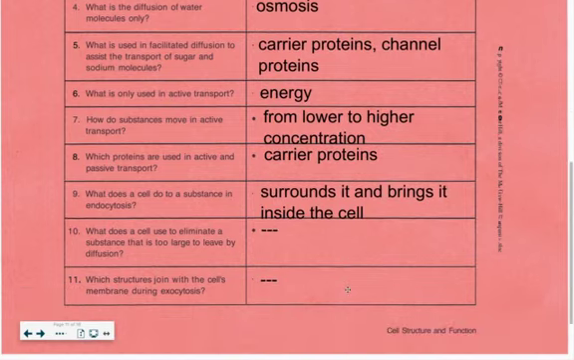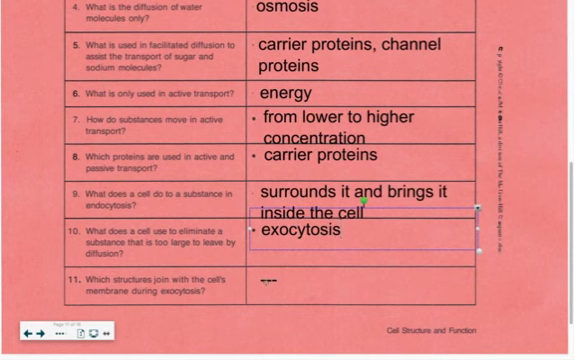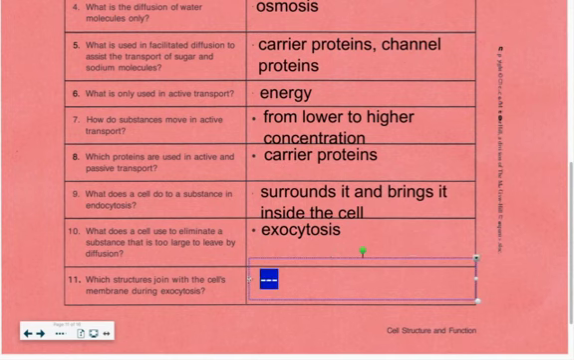And then 10, what does the cell use to eliminate? Exocytosis. And then which structures join the cell membrane in exocytosis? And that is vessels.